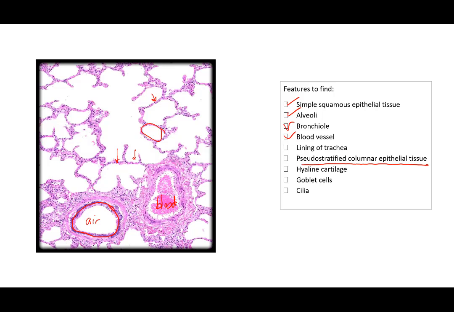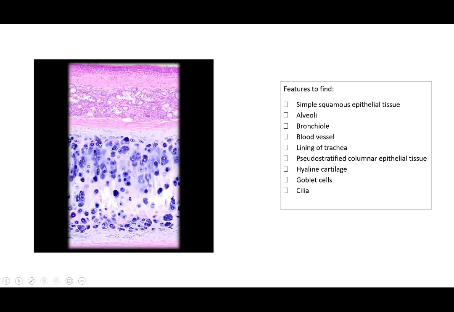You'll see the dark purple. Erase this so you can see the dark purple at the bottom. That's actually the nuclei for that pseudostratified columnar ciliated epithelial tissue. So that's what's located there. In this particular one, we're so small that we don't see hyaline cartilage in here, nor do we see the goblet cells. In this slide, we can see the pseudostratified columnar epithelial tissue.